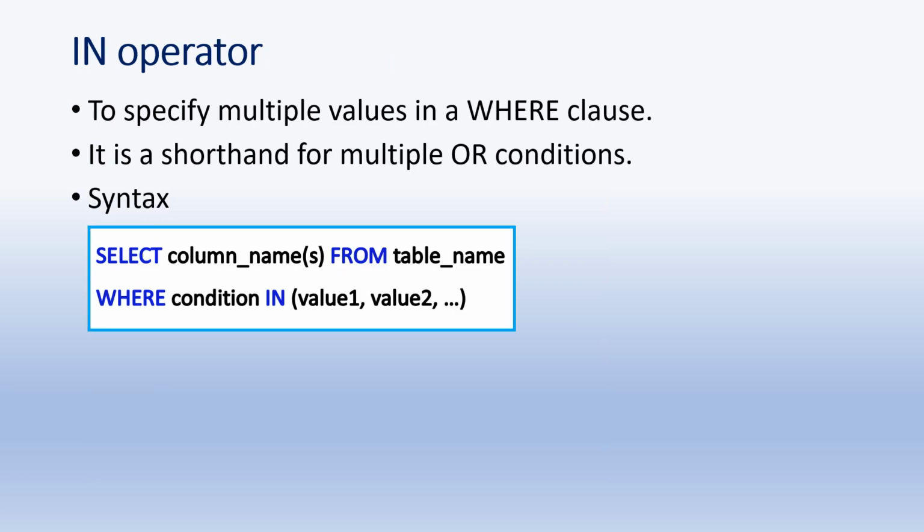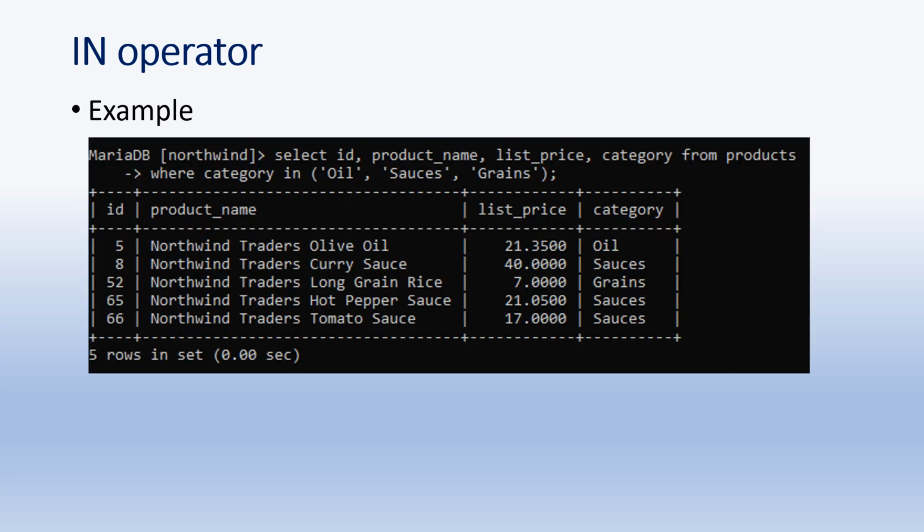And the in operator is used to specify multiple values in a where clause. It is a shorthand for multiple or conditions. The syntax is select column name from table, and we put the condition in. We put inside brackets value 1, value 2, and so on if you have more than 2 values.